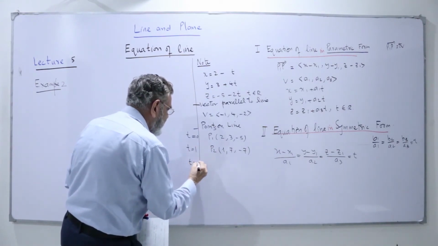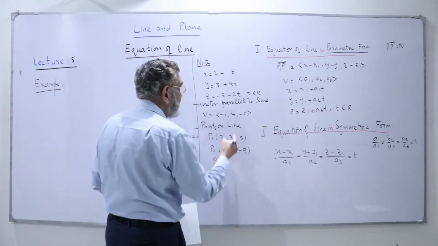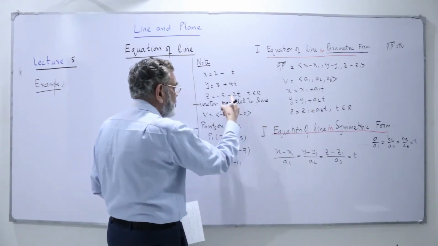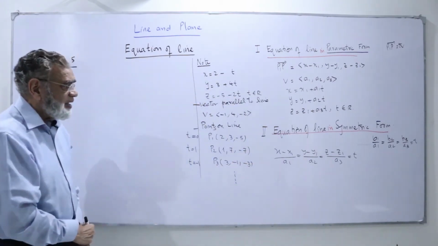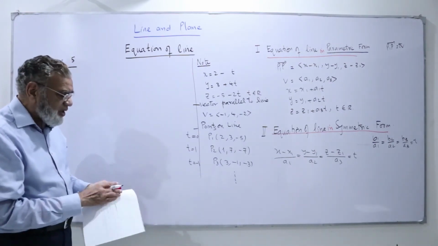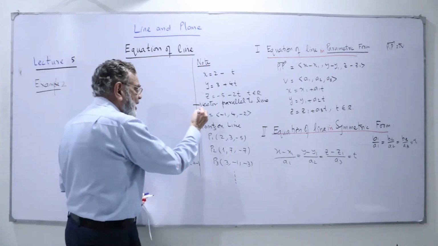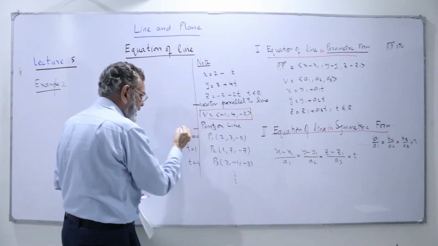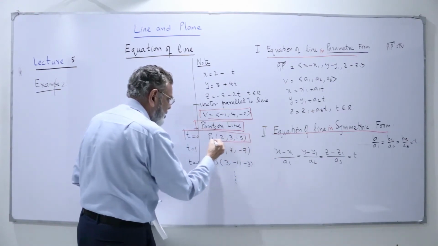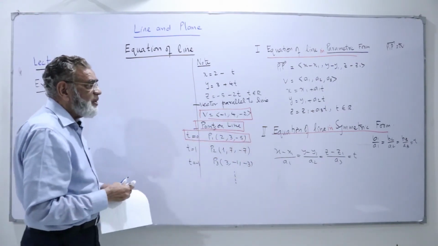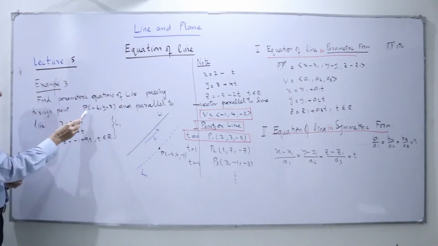I take another point on the line, t equal to minus 1. Then point P3, with t equal to minus 1, I get here 3, here minus 1, and here minus 3, and so on. Because we can have an infinite number of points on the line. So the important part of my discussion is that given a line, you can find the vector parallel to the line. So this is a vector parallel to the line, and we can get the points on the line. The simple case is when we take t equal to 0, we get the point x1, y1, z1.